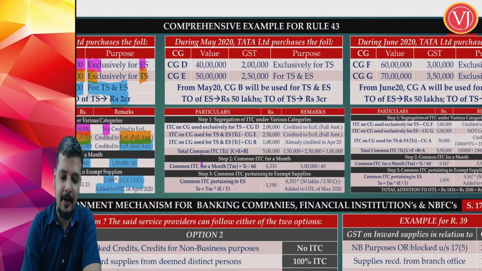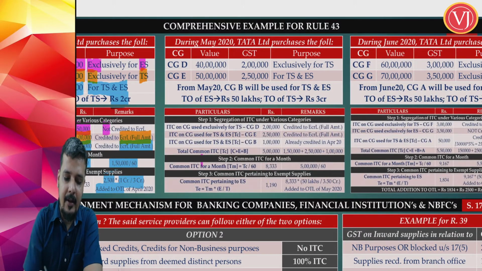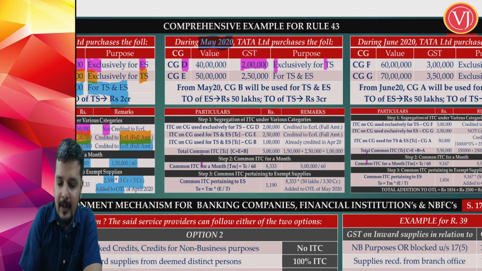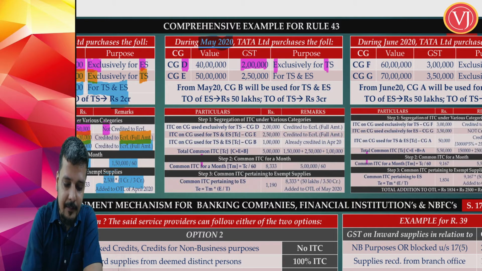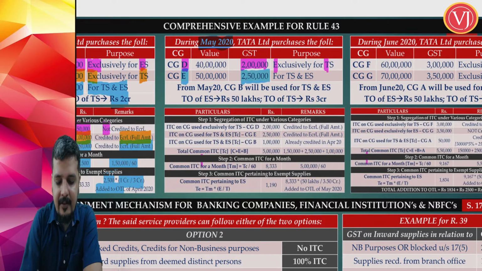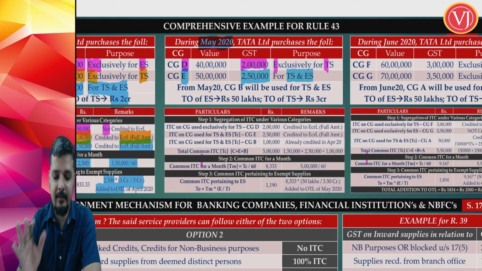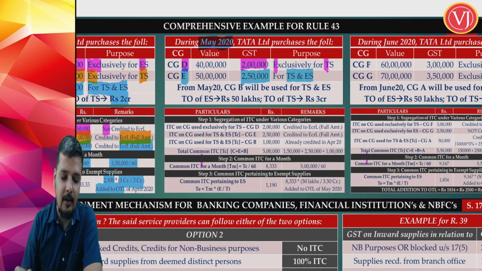Now, something happened in May. In May 2020, Tata Limited purchased the following capital goods. Capital goods D, GST 2 lakhs, exclusively used for taxable supply, which means that you will get entire credit. Capital goods E, GST is 2,50,000, common, which is used both for taxable supply and exempt supply. But wait, there is another point also.